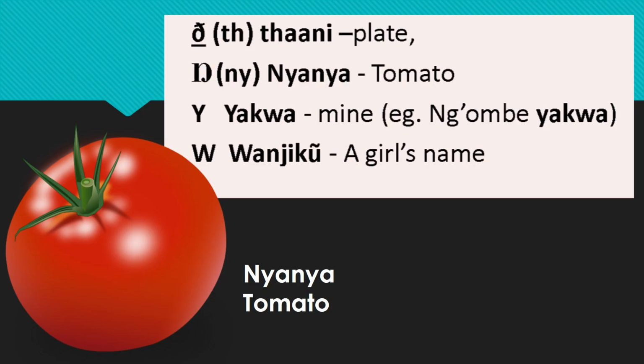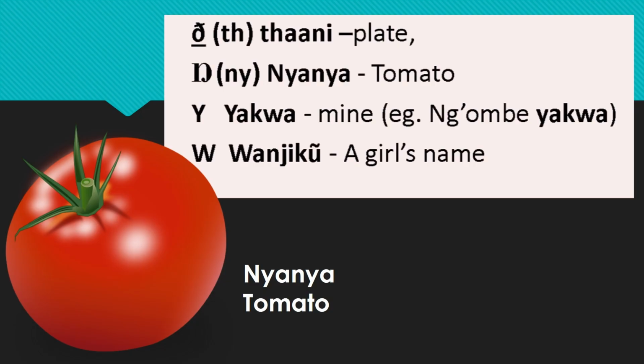Y can be prefixed with an N so that you get the sound nya, like nyanya, a tomato. Or when it's just plain, it becomes the usual Y, and when it is YA, it's ya. Yakwa, mine. The word yakwa, mine.